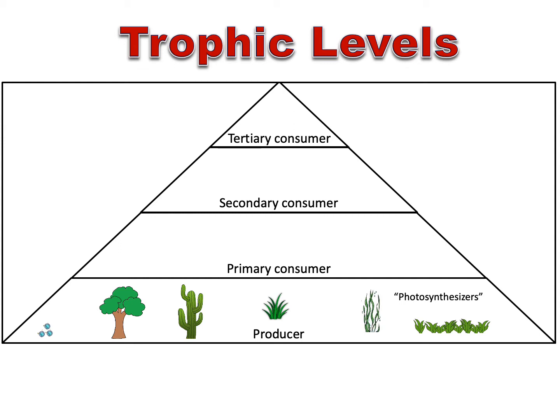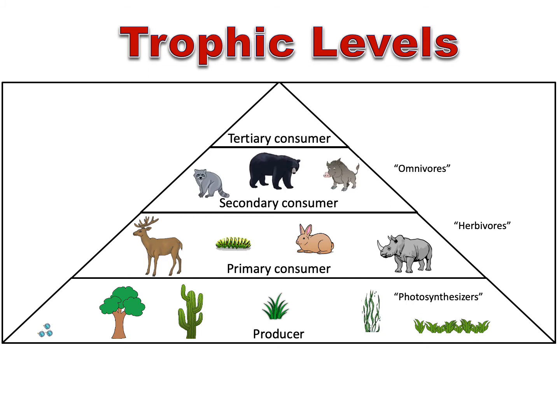Animals that eat producers are called primary consumers. They obtain all energy from eating plants or other producers, so they are also called herbivores. Primary consumers are then eaten by secondary consumers. Quite often, secondary consumers are omnivores, meaning they obtain energy from eating animals and plants. Tertiary consumers eat secondary consumers, and they can be omnivores or carnivores, which obtain all of their energy from eating animals.